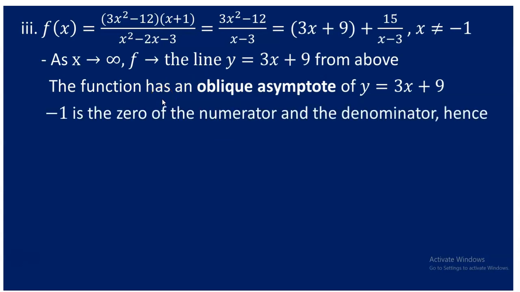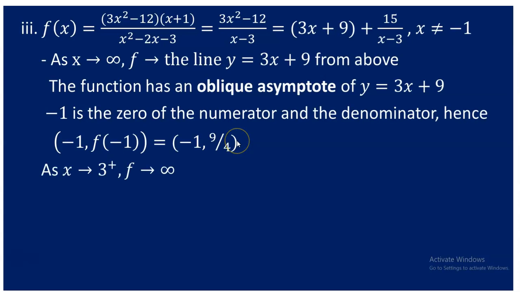And when you go to the next one, look, minus 1 is the 0 of the numerator and the denominator, hence we have a hole there, right? We have a hole at minus 1, f of minus 1. So as you are evaluating f of minus 1, you don't need to use this, because at minus 1 this is not defined. Instead you have to use this one. So at minus 1 this makes minus 4, and this is minus 9. 9 over 4 can come, right? 9 over 4. So at minus 1 and 9 over 4 we have a hole, because minus 1 is a 0 of the numerator and the denominator, guys.